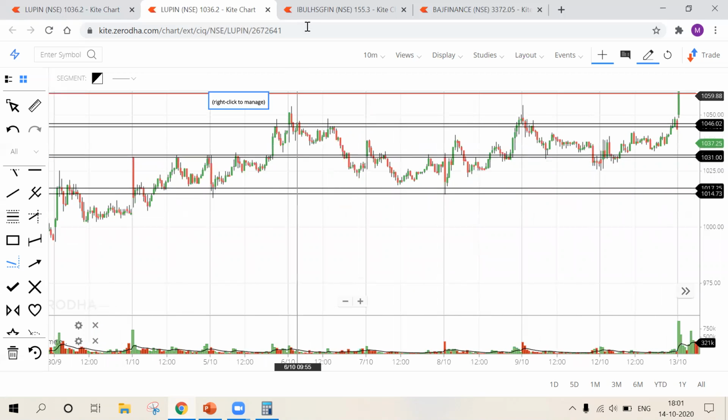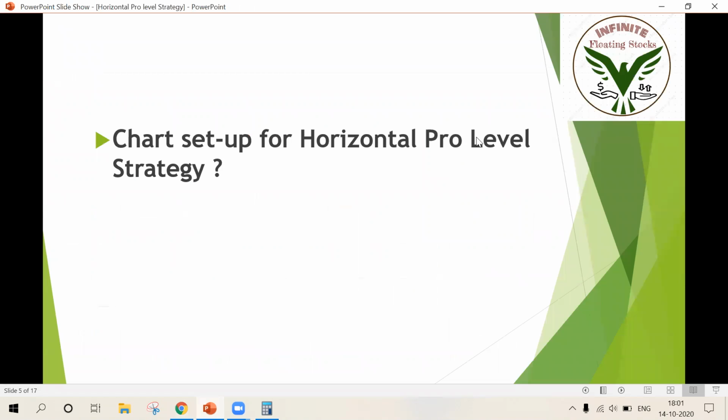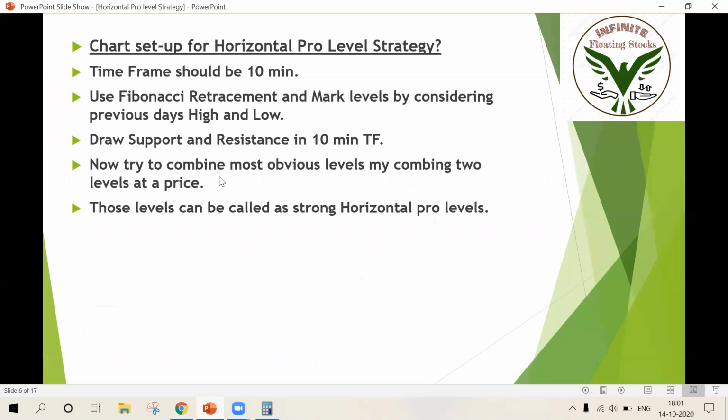All right, so I'll be explaining this again after some time. Let's get on to slides now. So, chart setup for horizontal pro level strategy. Simple. Time frame should be strictly 10 minute. I repeat, to implement horizontal pro level strategy, time frame should be strictly 10 minute, and use Fibonacci retracement and mark levels by considering previous day's high and previous day's low.